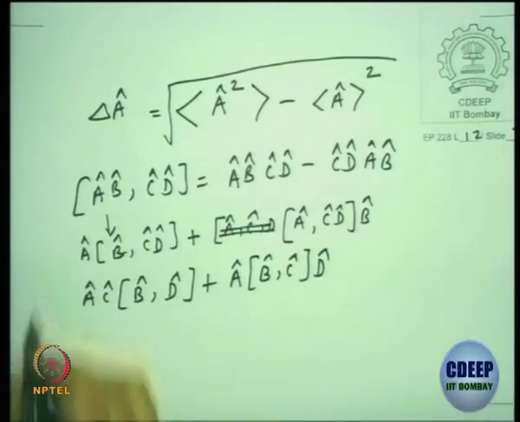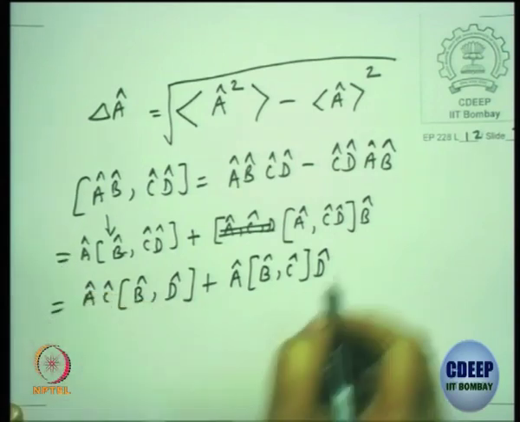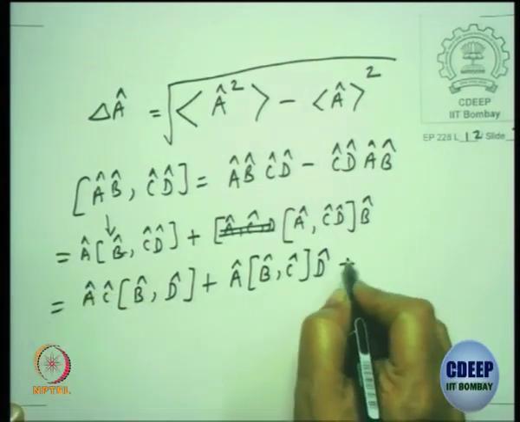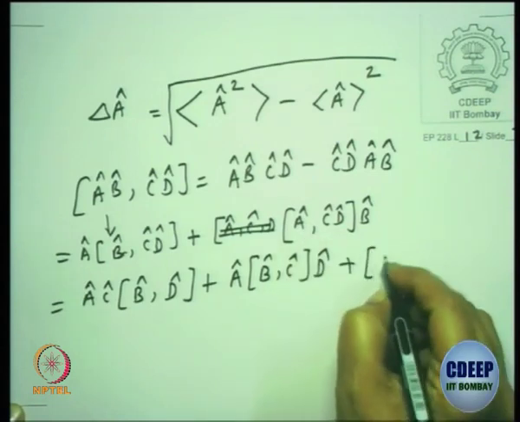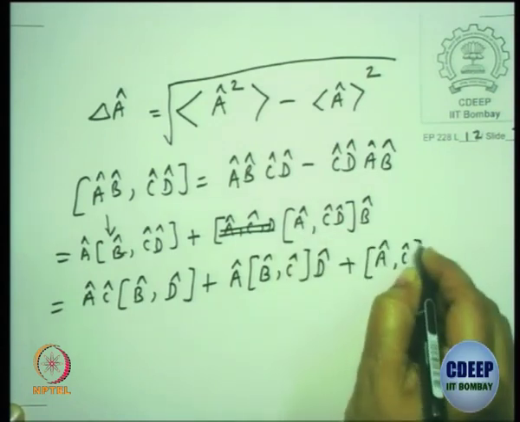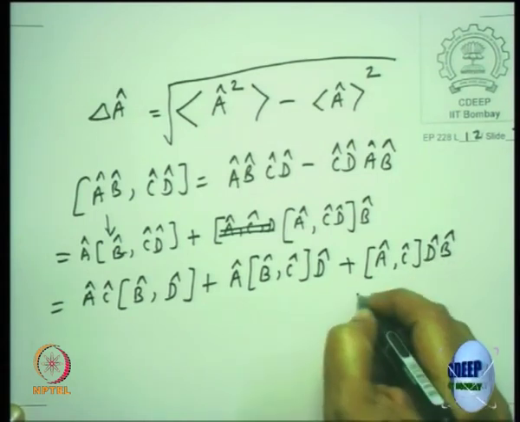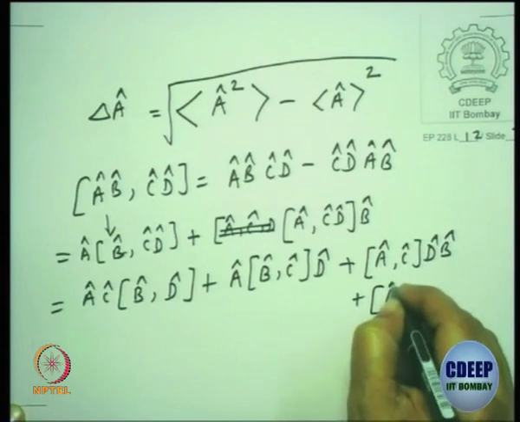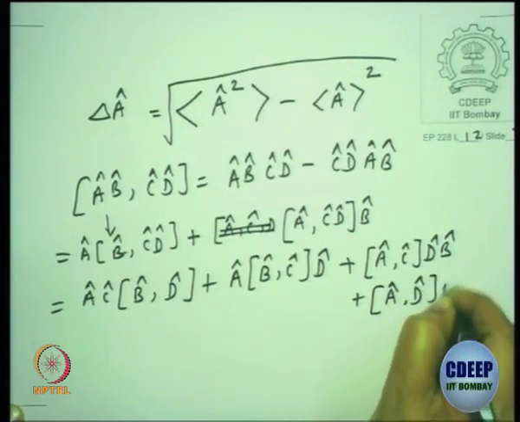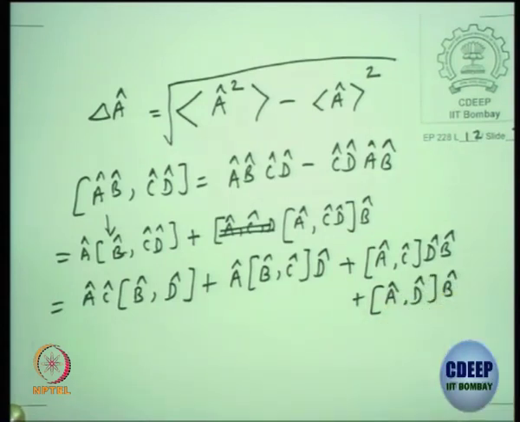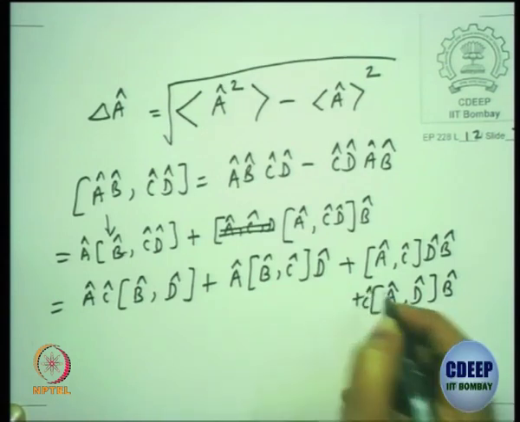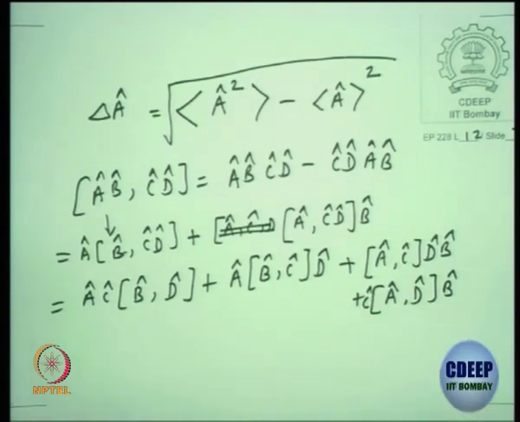Similarly, this term will be A with C, B, plus A with D, B, where will the C go? In the left. Is this clear? Is the pattern clear to you? This is the way to play around with the commutator brackets when you have products of operators.